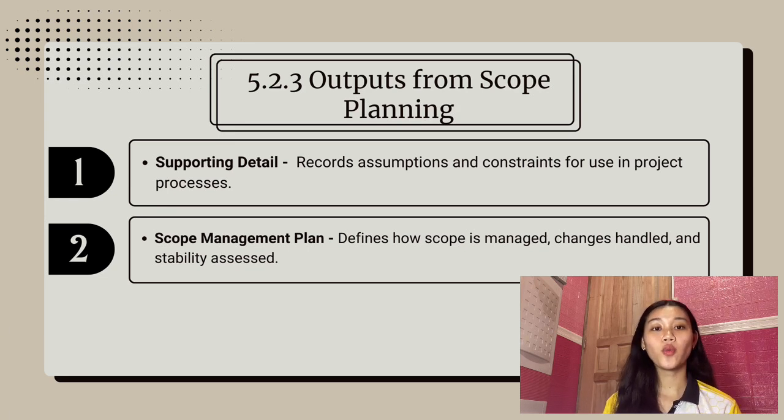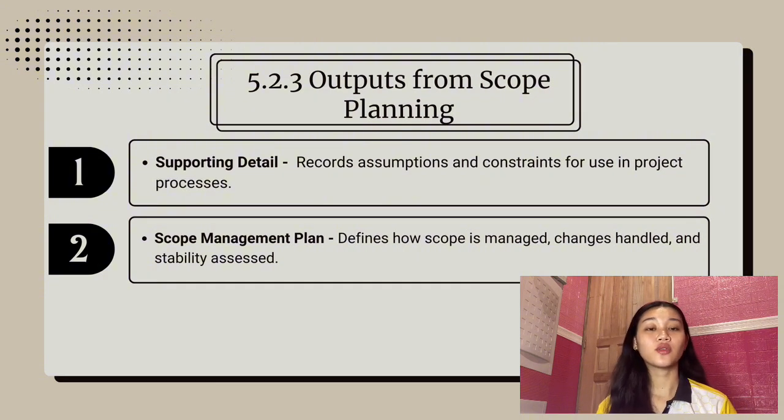Second is the scope management plan. This document explains how the project scope will be managed and controlled throughout the project. It also describes how scope changes will be handled and integrated into the project. In addition, it evaluates how stable the project scope is, meaning how likely it is to change, how often changes may occur, and how big those changes might be.